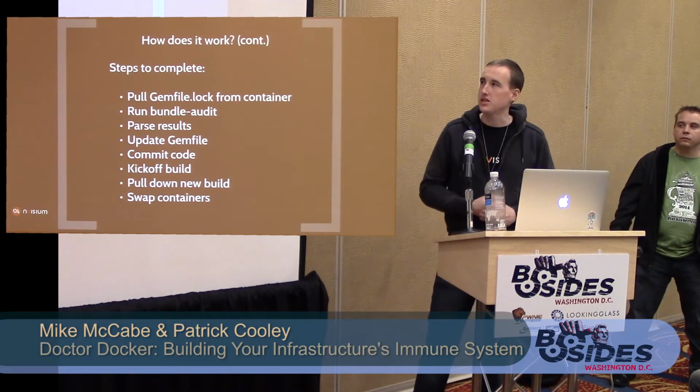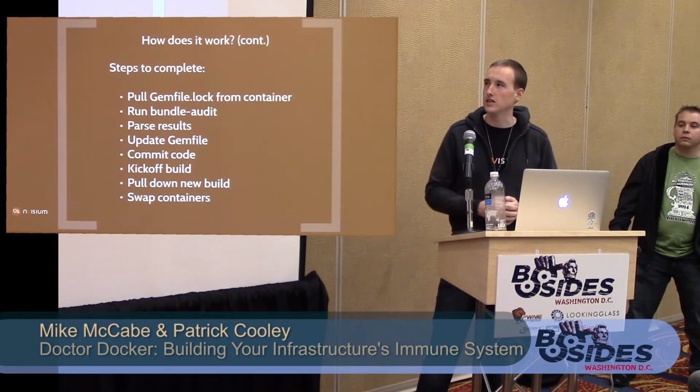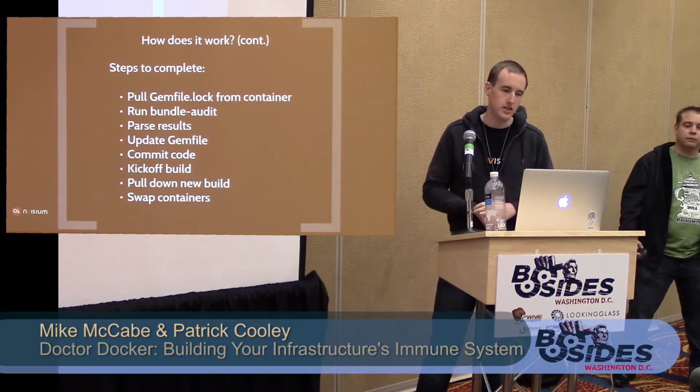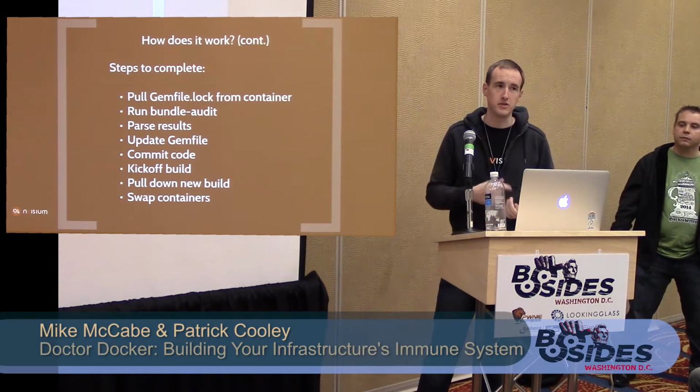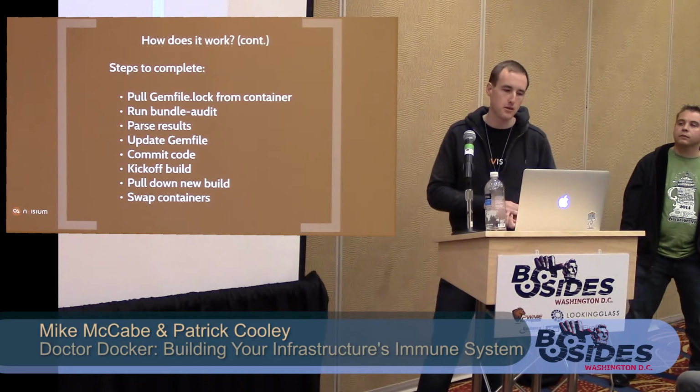So we pull that Gemfile from the running container, so we know that the versions that are running in that container are what we're actually running our checks against. And then we run bundle audit against that, and that'll give us the results of all the vulnerable gems that are in the system, and then also the fixed versions that we should be upgrading to. So that's the parse results.